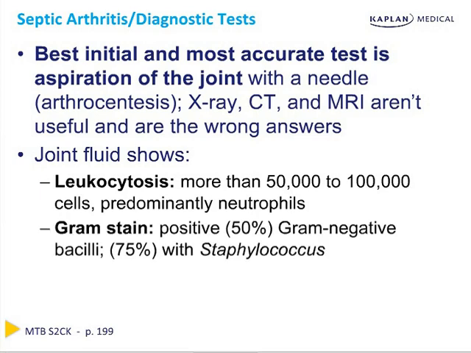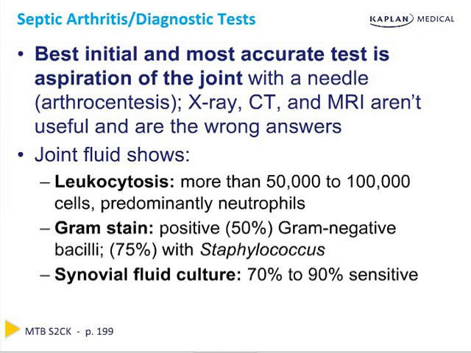The gram stain will be positive anywhere between 50% of the time for gram-negative bacilli and 75% of the time for staphylococcus. Synovial fluid culture has a sensitivity between 70 and 90%, and the blood cultures are 50% sensitive for the infectious agent that may have seeded the joint.